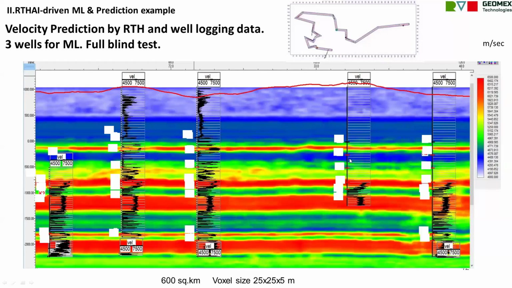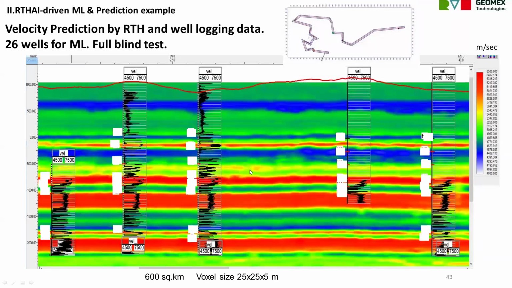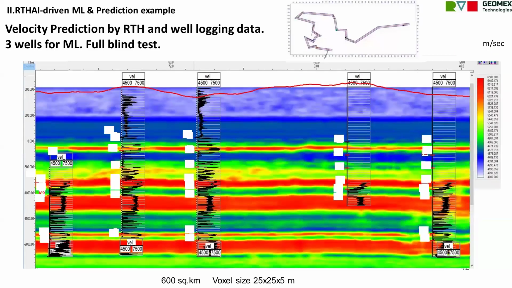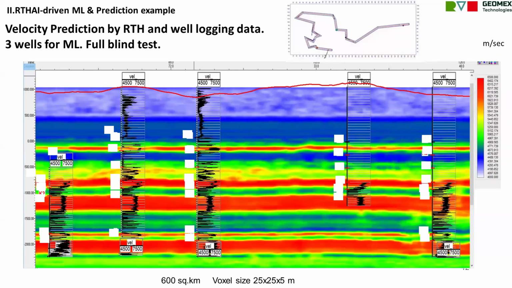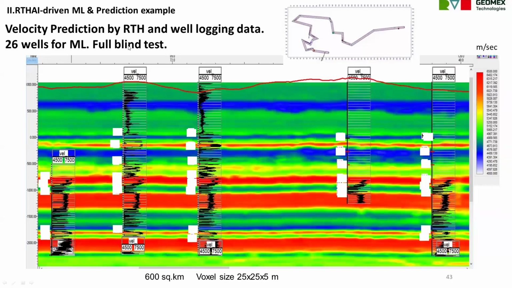Coincide with the real well logging data. This is 26. We use a full blind test for all wells.